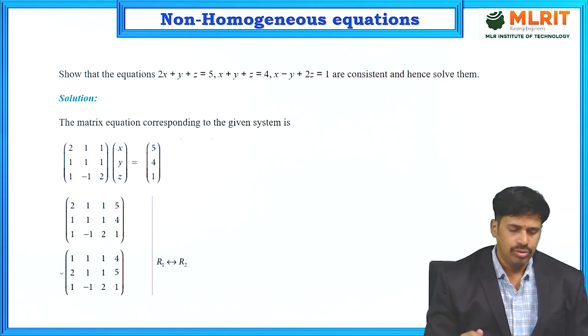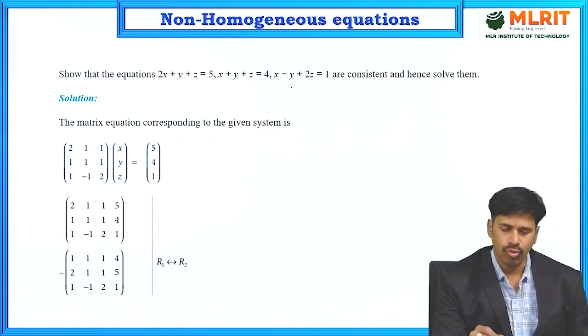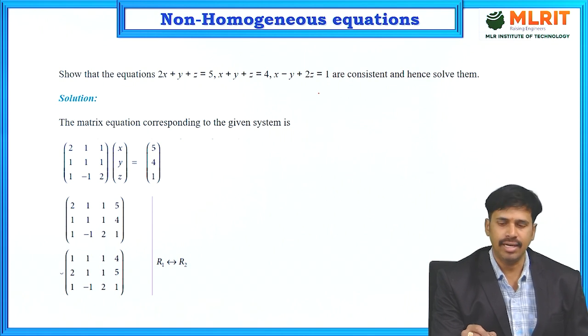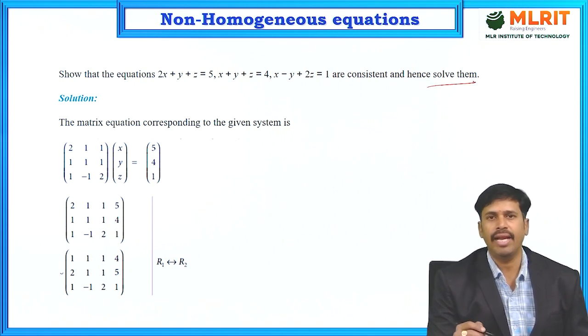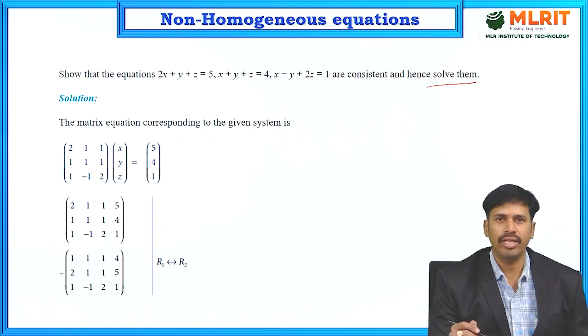Show that the equations 2x plus y plus z equal to 5, x plus y plus z equal to 4 and x minus y plus 2z equal to 1 are consistent and solve them. Consistent means it has some solution. So we have to find that solution, which is the x, y, z values.